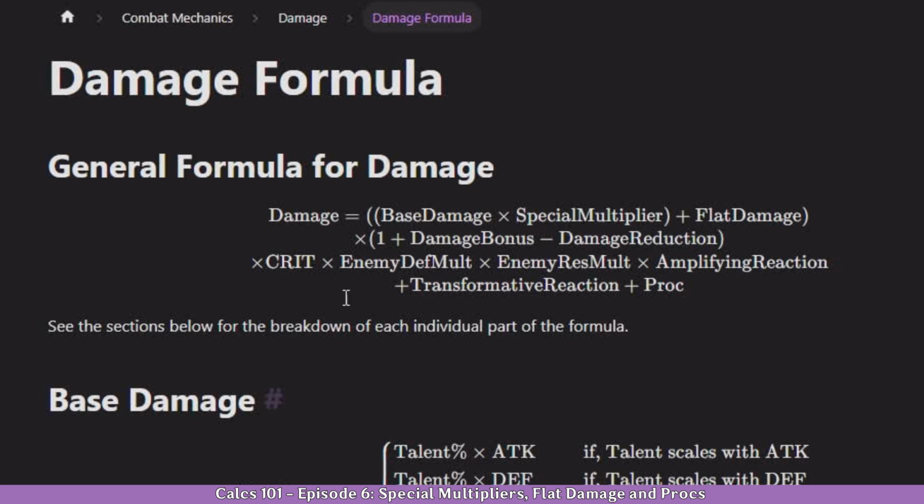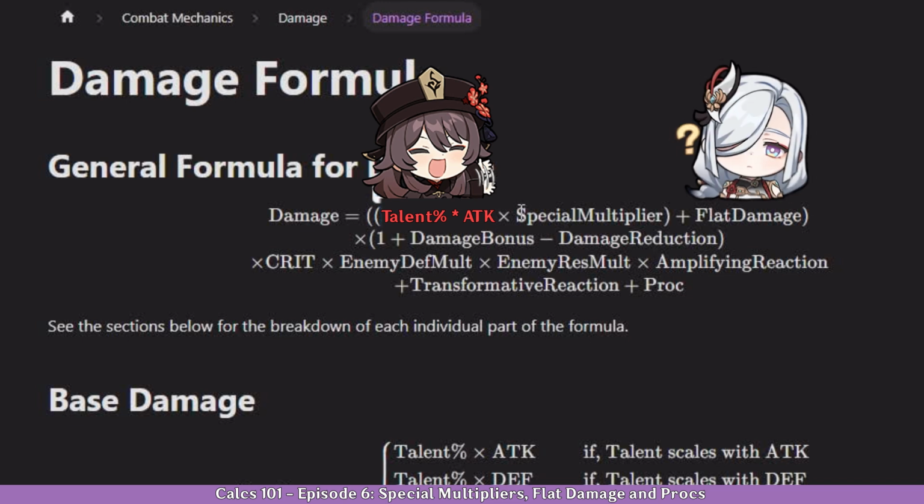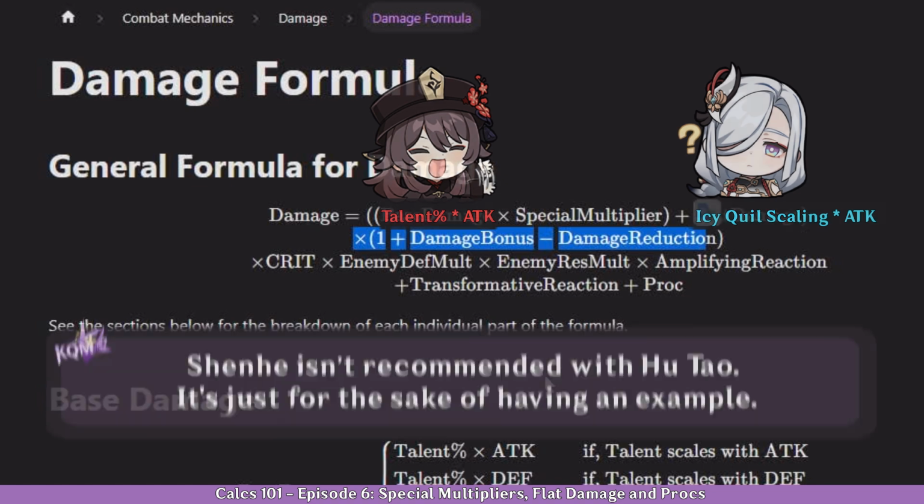So for example, Hu Tao. This is her base damage. If I do a normal attack, this is where it's accounted for that normal attack. But if she's paired with Shenhe, this is where her Icy Quill will come. And that Icy Quill proc will be calculated together with Hu Tao's damage bonus, crit, enemy multipliers, and so on.